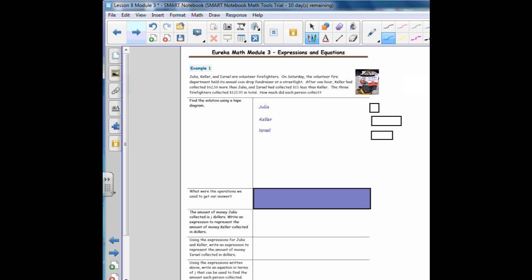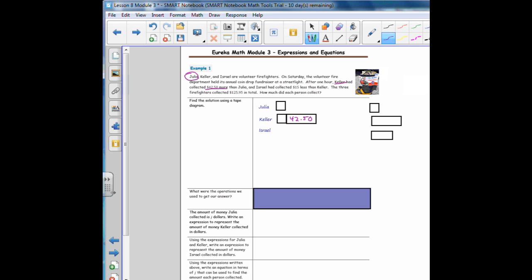What you want to notice here is that you know nothing about Julia's collection, but they compare Keller's and Israel's collections to Julia's. So Julia is our complete unknown. So we'll start with using a tape diagram and a variable for Julia. In terms of Julia, this will be her amount that she has collected. And then it says that Keller collected $42.50 more than her. So we'll let this box represent Julia's, and then this will represent the $42.50 more that Keller collected.